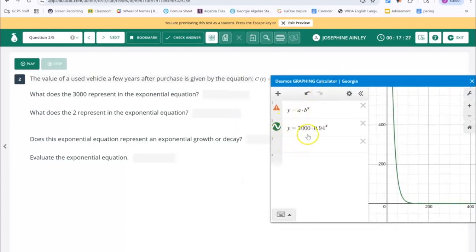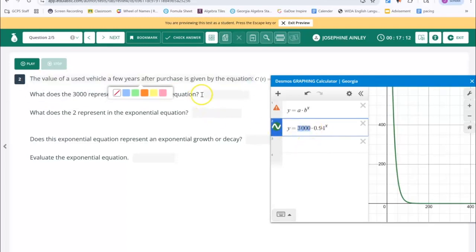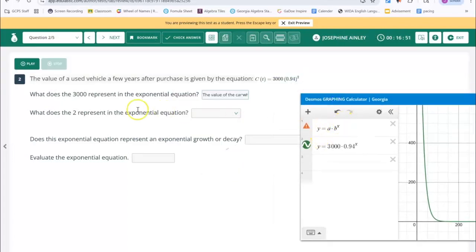Now that I've explained what each of these numbers are, before I even look at the answer, I'm going to choose what 300 represents in the exponential equation, given that this is the value of a used vehicle a few years after the purchase. It's what I purchased the car for, so I'm looking for something that says that. The value of the car after 2 years? No, it's what the value of the car was when I got it. The amount that it decreases each year by? No. The value of the car when it was purchased? Yes. I'm just going to read the last one. The rate of decay? No. Once you understand what a, b, and x are, you can answer any of these questions.